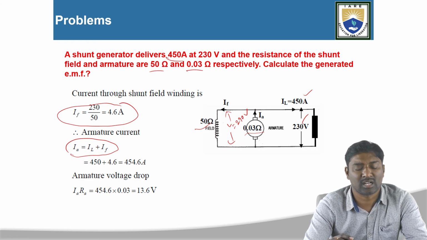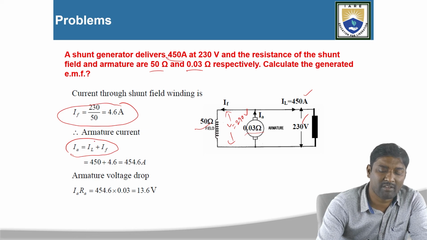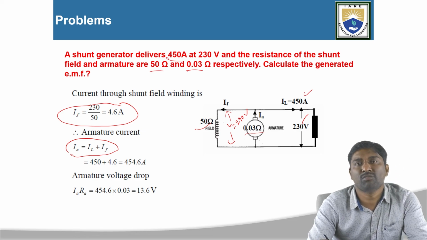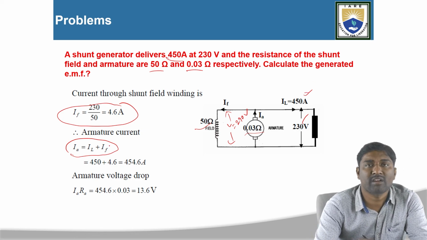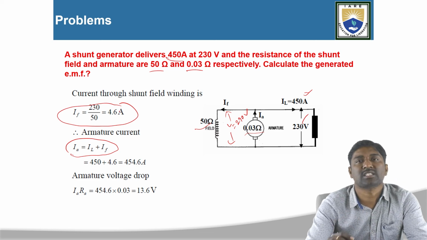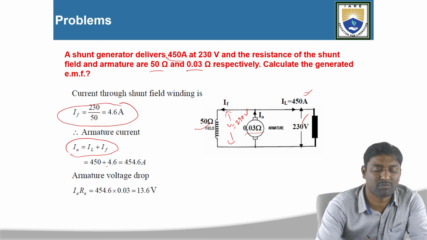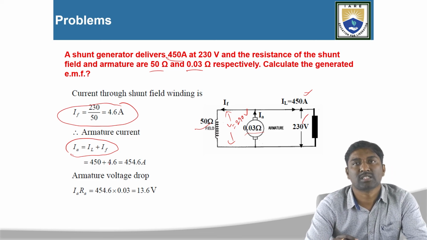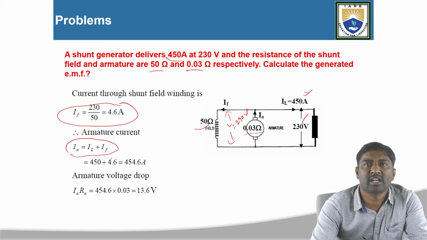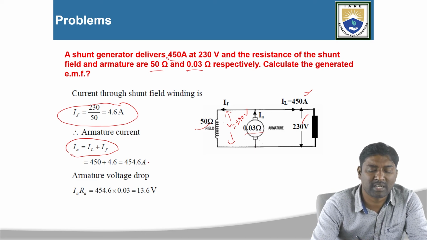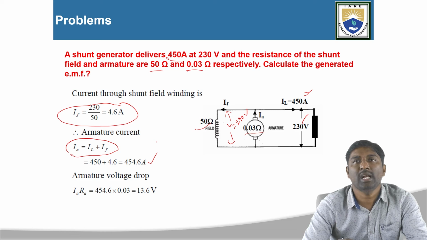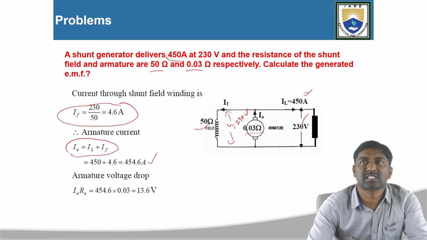Now we know the IL value, 450 amperes, given in the problem, and the field winding current we calculated is 4.6 amperes. Substituting, 450 plus 4.6 amperes, I get the armature winding current as 454.6 amperes.